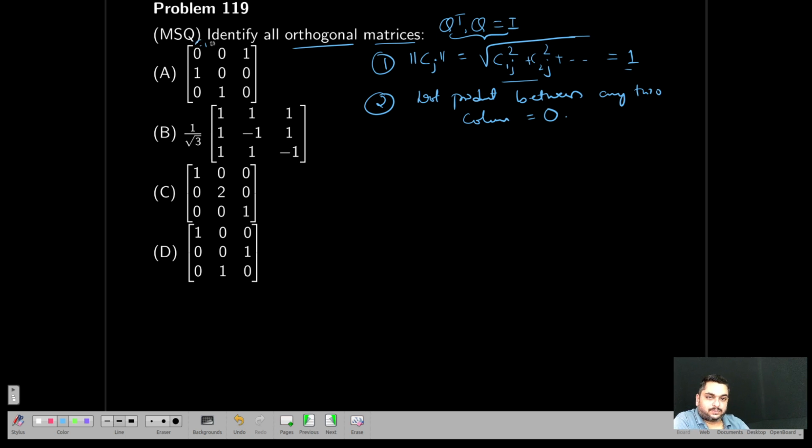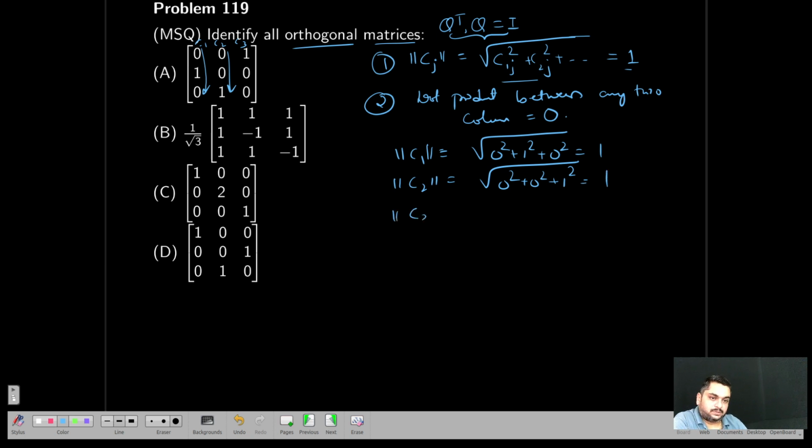There are three columns C1, C2, C3. The length of C1 is equal to the square root of 0 square plus 1 square plus 0 square, that is 1. Now take the second column: 0 square plus 0 square plus 1 square is 1. Then C3 is 1 square plus 0 square plus 0 square, equal to 1. So this condition holds. Now the second condition also you have to check. Only if both conditions hold can you say it is an orthogonal matrix.